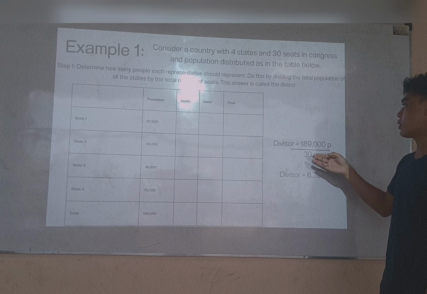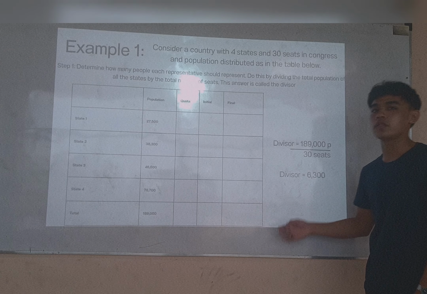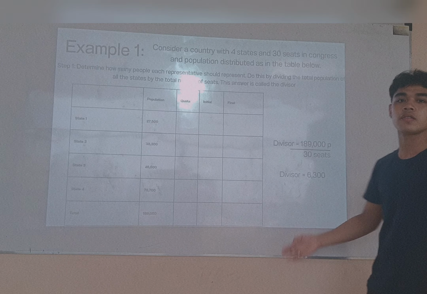So 189,000 population divided by 30 seats, we'll get the answer of 6,300. So this will be our divisor.